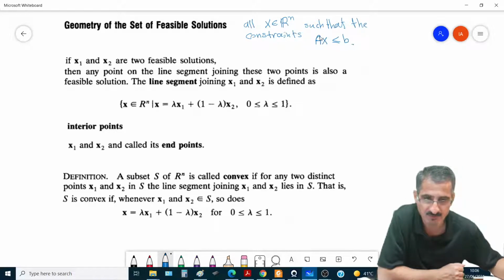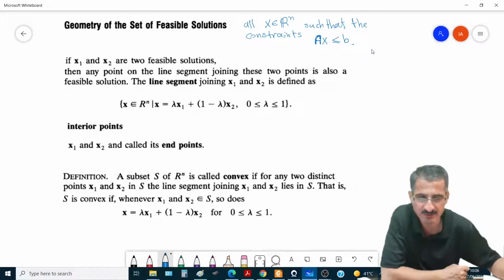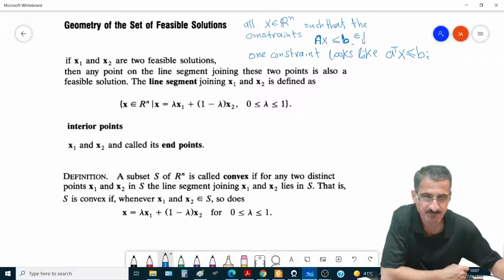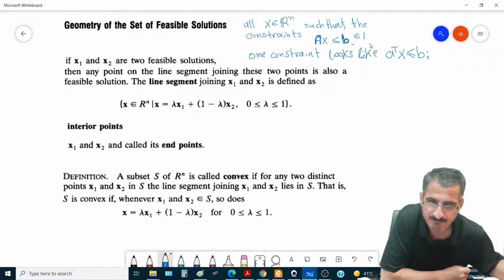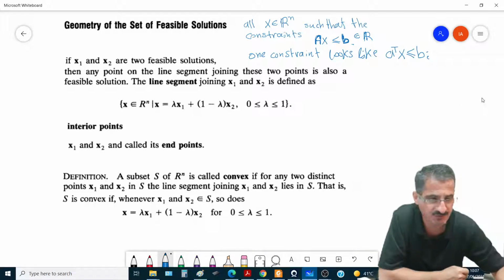Okay. So the matrix here represents a set of constraints, right? One of them may look like one constraint, A transpose times X less than or equal to Bi. You remember the vector B is in the set, we need to specify the dimension actually. As we have seen before, this is the same as the number of the rows in the matrix A.